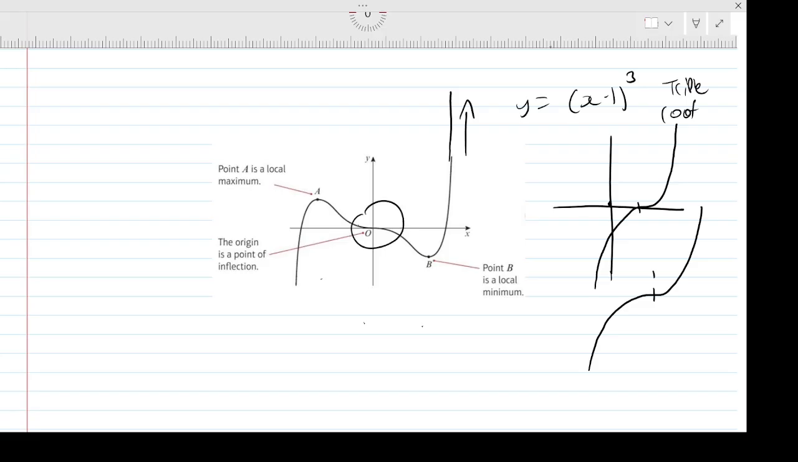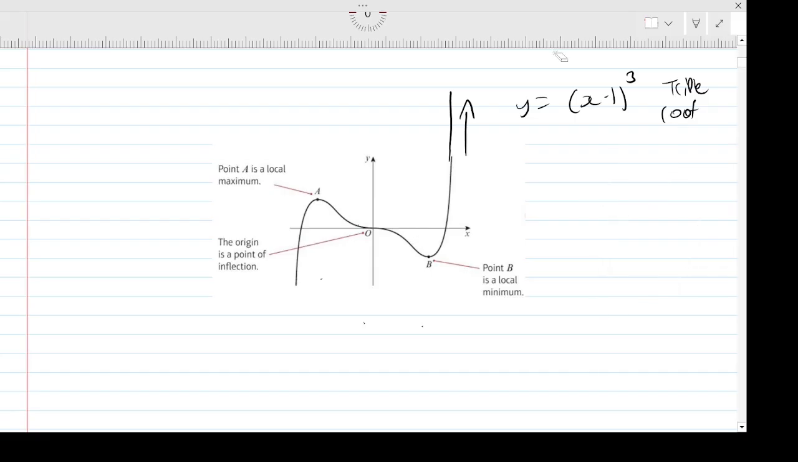And you can see that here. As we go down, it levels off at the origin, and then it goes back down. That's a point of inflection. There is another type of point of inflection which we won't be looking at in year 1. We will be looking at it in year 2. Something like this.